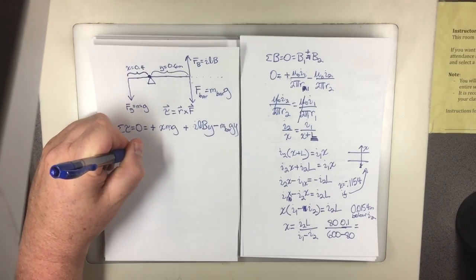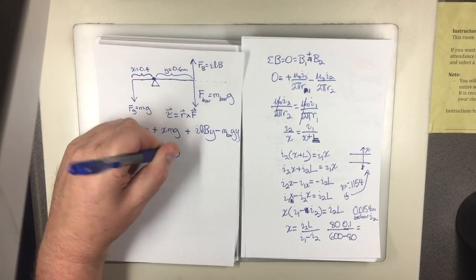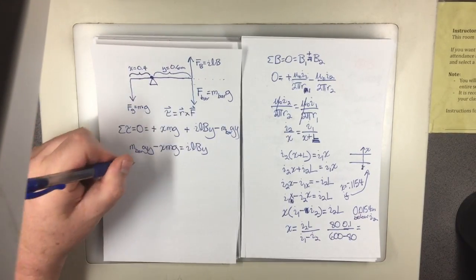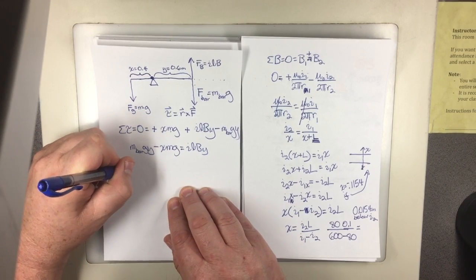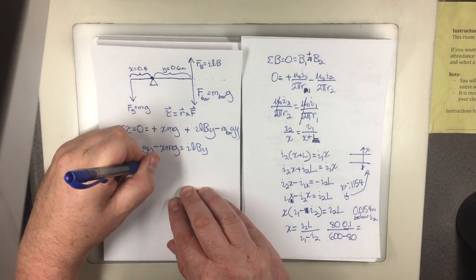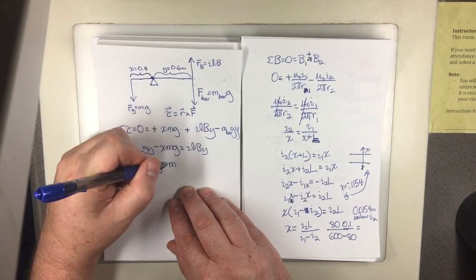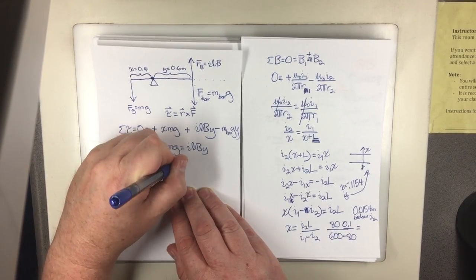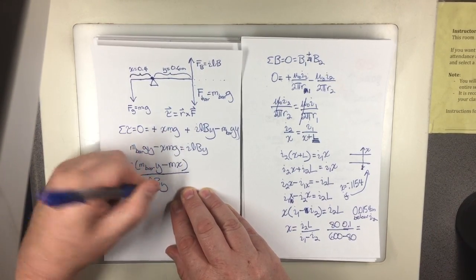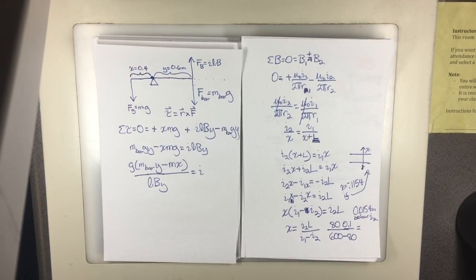So M bar G Y minus X M G is equal to I L B Y. G, mass of the bar, Y, minus the mass that's hanging, X, all divided by L B Y is equal to I. I have no idea if the numbers are going to make sense.